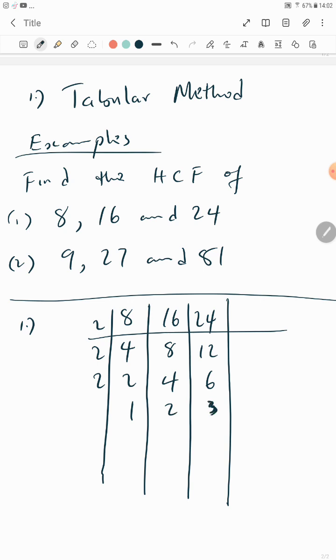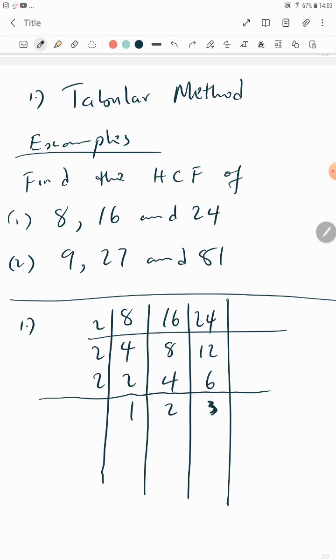Now, the only clause in HCF is that, unlike LCM where you have to divide until you have 1, 1, 1, in HCF, once you get to a level where you look at the numbers that emerge, like this one now, the numbers remaining are simply 1, 2, and 3. Any number you want to use to divide must be able to divide all the numbers you have here. In as much as it cannot divide one of them, you cannot use it.